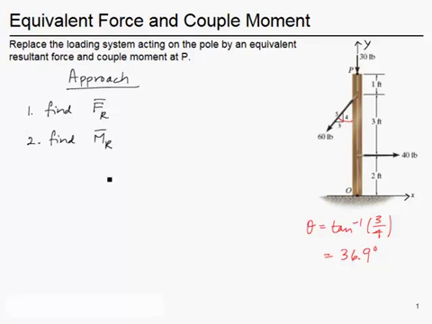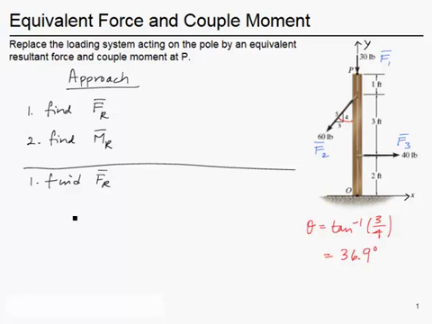Okay, let's go ahead and start with step 1. Step 1 is to find Fr. So in order to do that, we have to define what Fr is going to be in terms of these other forces. And so if I call this one F1, this one F2, and this one F3, then I'm able to write that my resultant equivalent force Fr is simply going to be F1 plus F2 plus F3. That's our definition of equivalence.